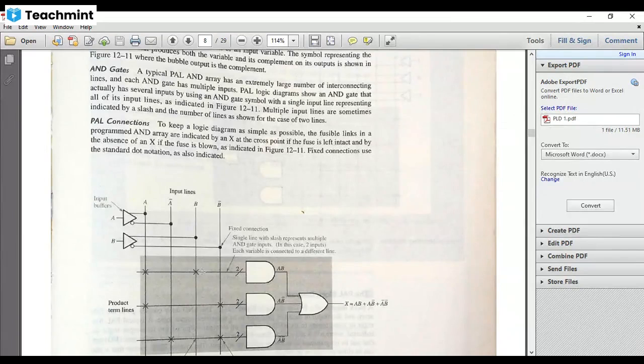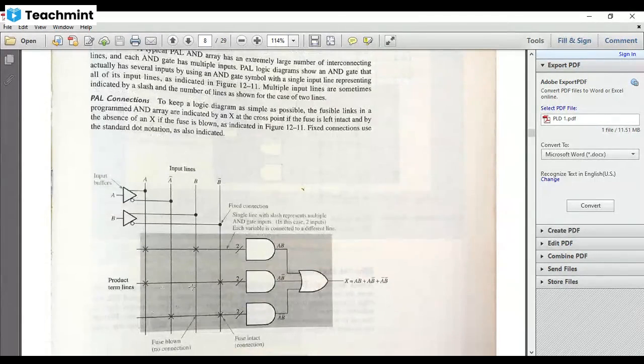And what is this as a multiplied sign? There is a cross connection here to show that here is only the connection, here is no connection. So here A is connected, here B is connected, and this is the two-input AND gate. So we are getting AB here.